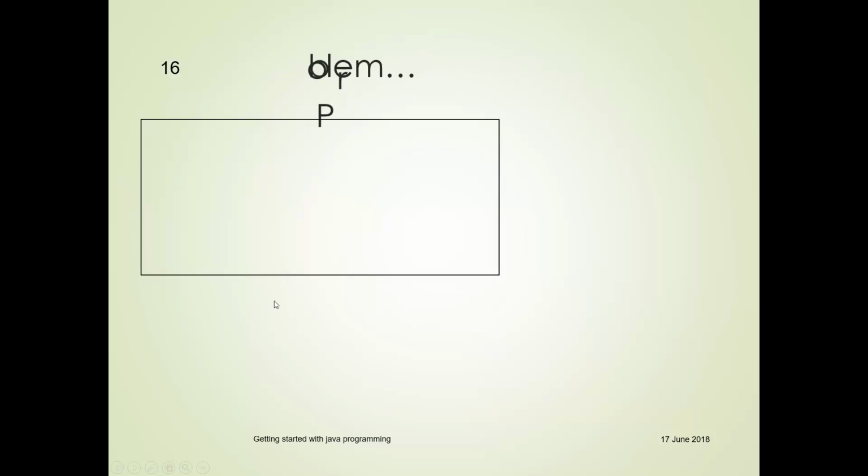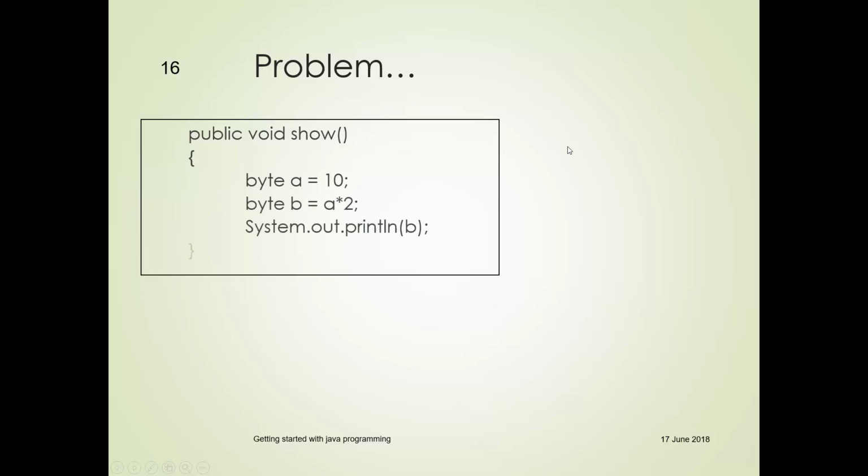Okay. Now let's do some problem solving. So in this method, there are two variables a and b. Variable a is of type byte and b is also of type byte. And a is equal to 10, b is equal to a into 10. I am multiplying this and I am showing the value of b. Can you guess what will happen?